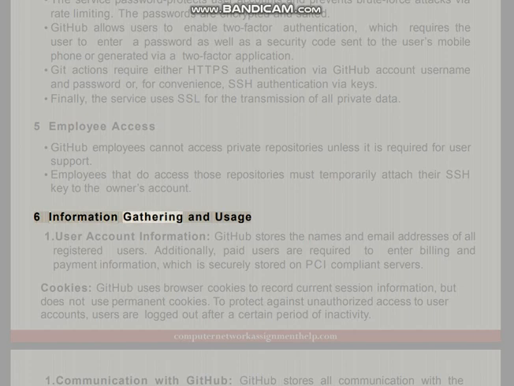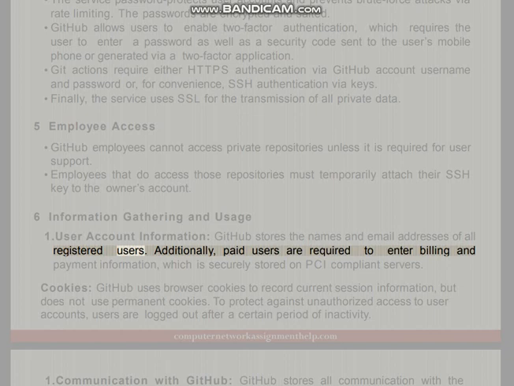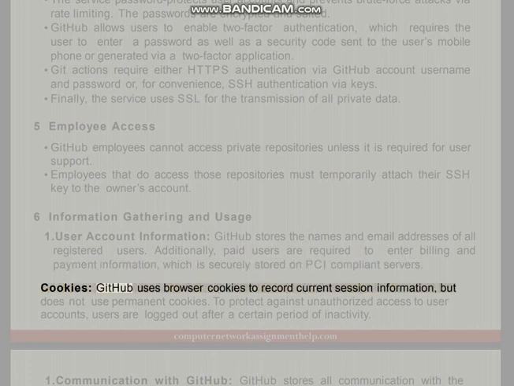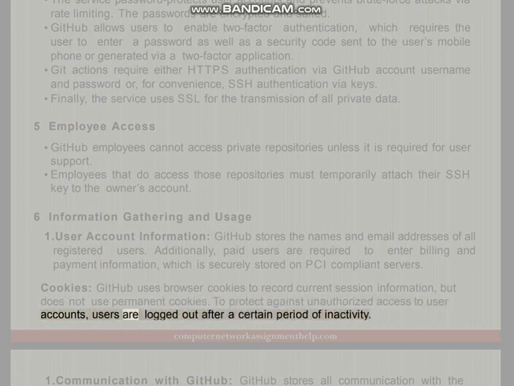6. Information gathering and usage. 1. User account information. GitHub stores the names and email addresses of all registered users. Additionally, paid users are required to enter billing and payment information, which is securely stored on PCI-compliant servers. 2. Cookies. GitHub uses browser cookies to record current session information, but does not use permanent cookies. To protect against unauthorized access to user accounts, users are logged out after a certain period of inactivity.